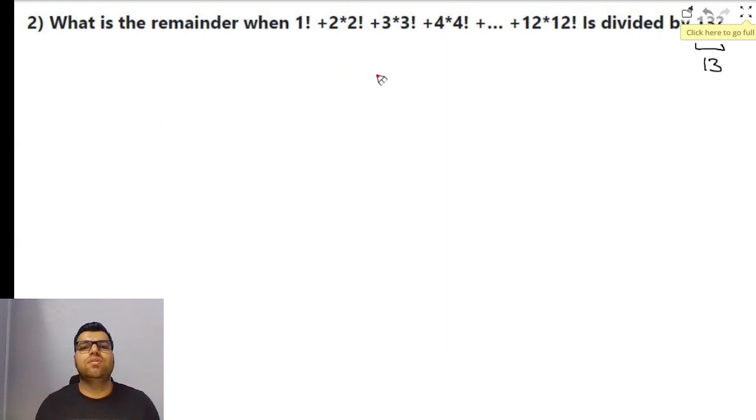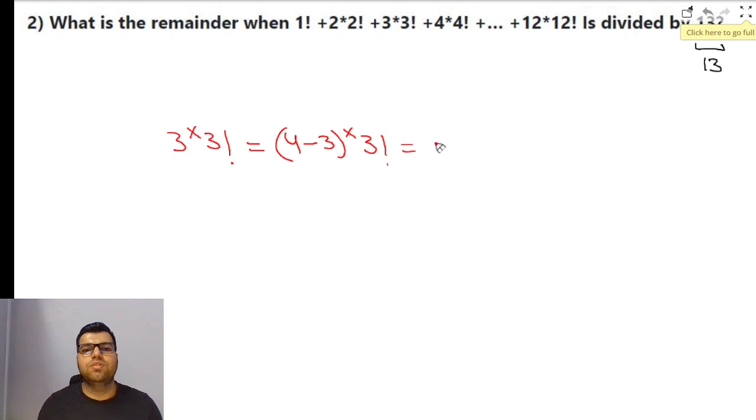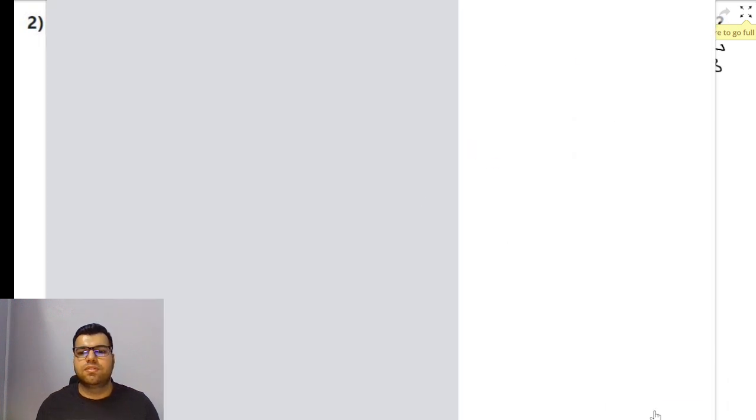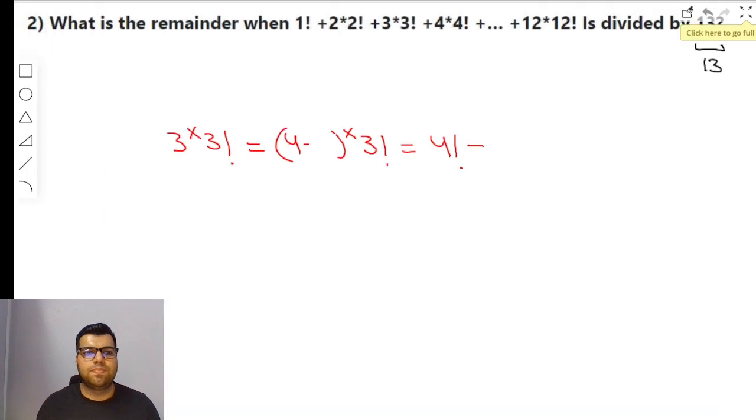Take any term, say 3 into 3 factorial. You write it like this: 3 as 4 minus 3, 4 minus 3 into 3 factorial. So this becomes 4 factorial, 4 into 3 factorial, 4 factorial. Wait, one second, I made a mistake. Sorry, it will be 4 minus 1. So 3 can be written as 4 minus 1, 4 minus 1 into 3 factorial. So this becomes 4 factorial minus 3 factorial.